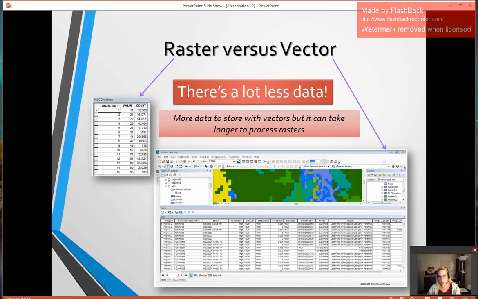And this is important to remember, because when you start running these tools and doing your labs, you'll find that raster data takes a lot longer to process. So you kind of have to be patient with your computer, because it could actually take sometimes 5, 10, 15 minutes for something to finish processing.